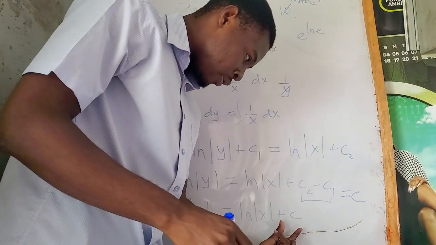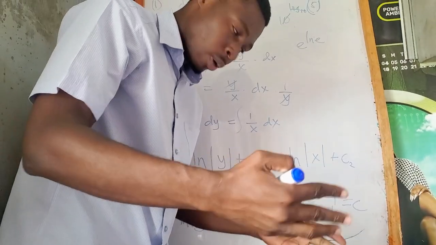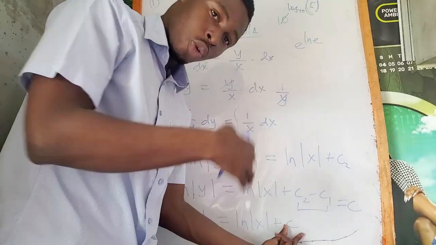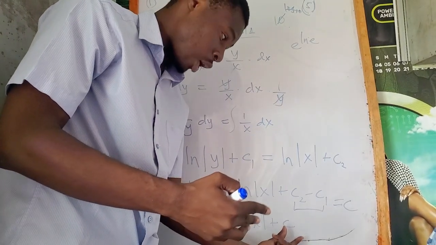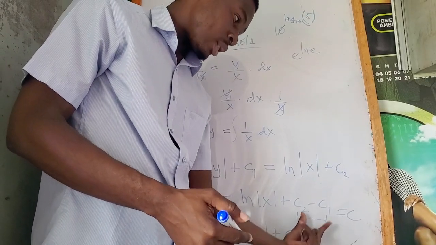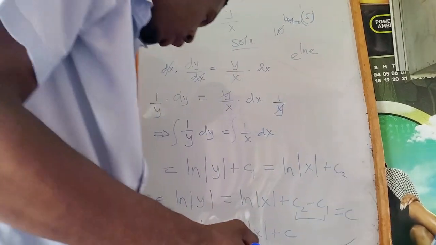In the other coming videos, I won't be going through this process again. I will just put c on the right hand side. Do you understand? I'll just put c on the right hand side. I will not go through this process of explaining why c2 minus c1 is equal to c.